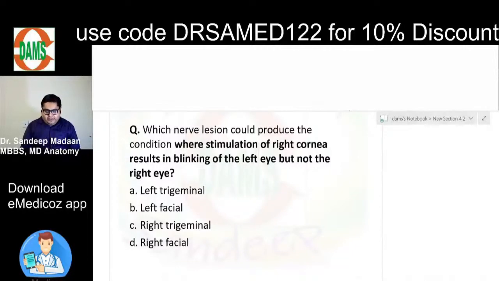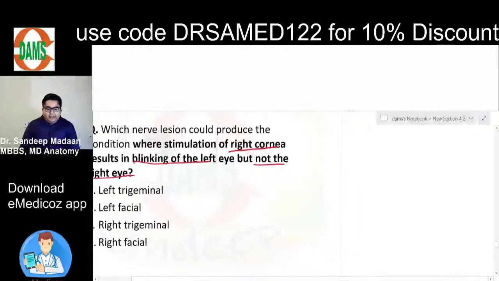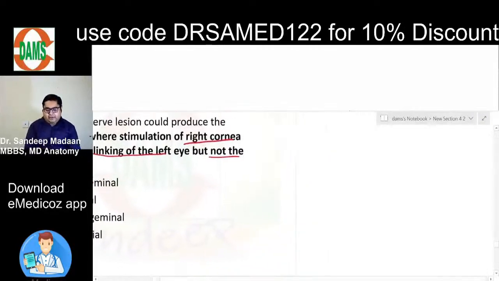So now the question says we are stimulating the right cornea, there will be blinking of the left eye, but not the blinking of right eye. What is your answer? Quickly write the answer in the chat box. Everyone? Okay. Now, see, let us discuss the anatomy here and then we'll come to the question.